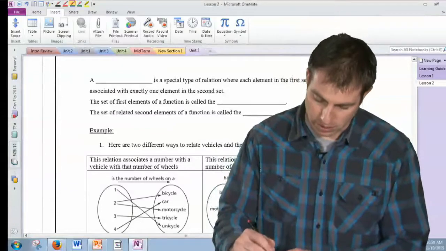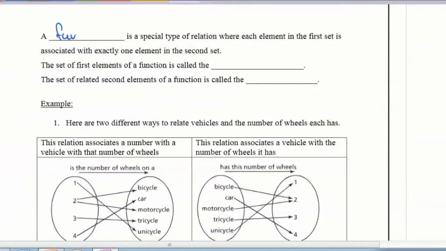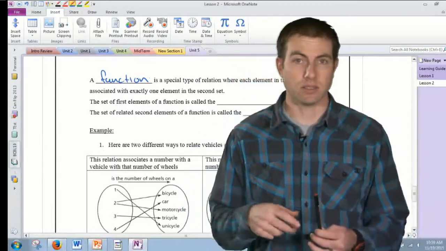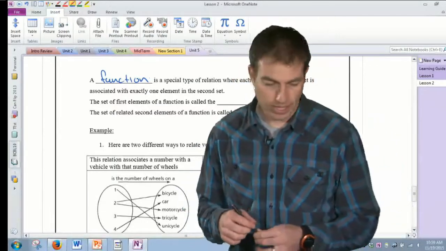So a function is a special type of relation where each element in the first set is associated with exactly one element in the second set. So functions are relations, but relations aren't functions. It's kind of like a square is a rectangle, but a rectangle isn't a square. If you ever thought of that.